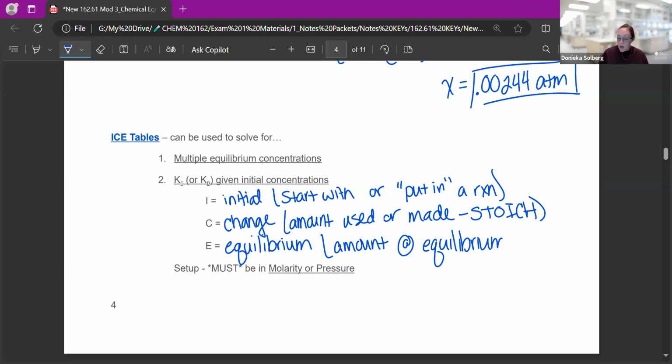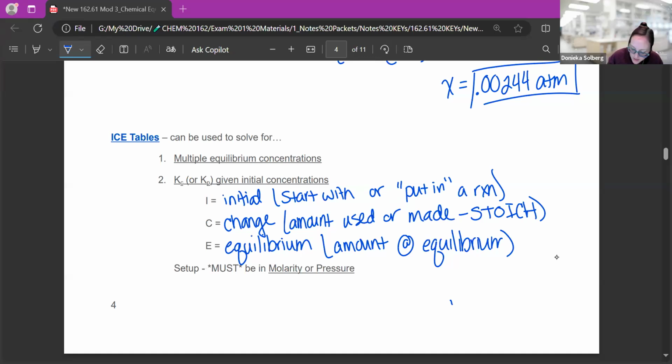All right. One key thing I need to point out is anytime you use an ICE table, you have to be using your data in either molarity or pressure. If it is not in molarity or it is not a pressure value, you cannot plug it into an ICE table. So I'll say this multiple times, molarity or pressures, that's what's going to go in there. So here, let's fix this real quick. There, we got that. Molarity or pressure.